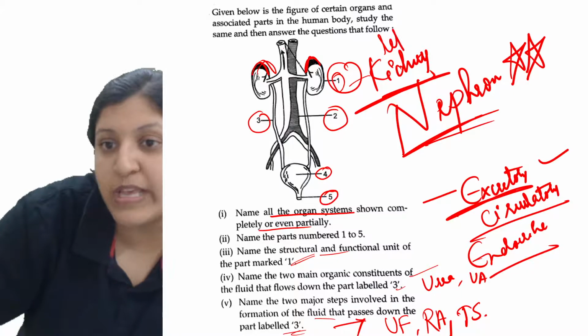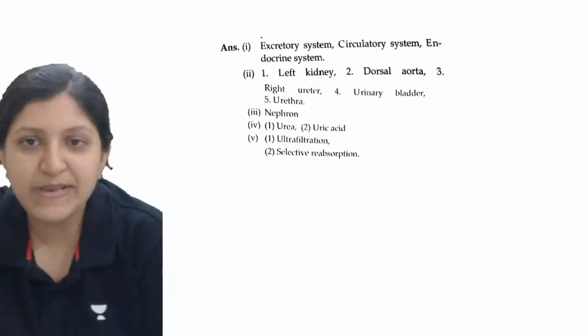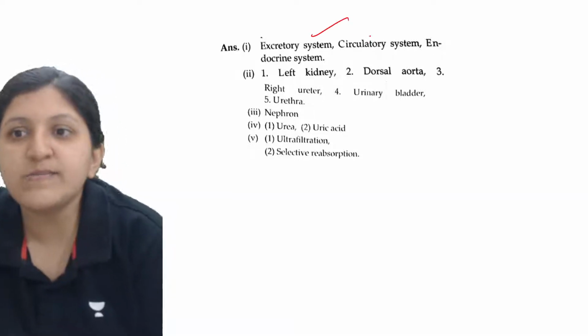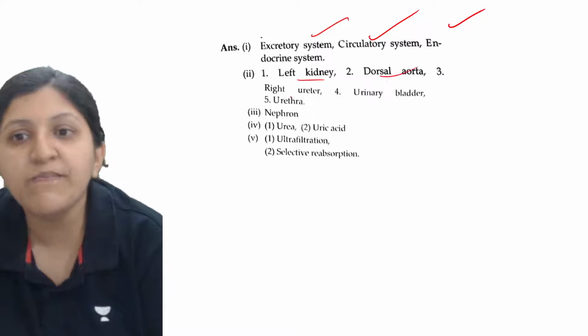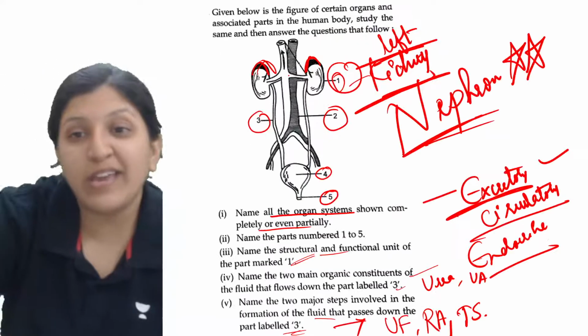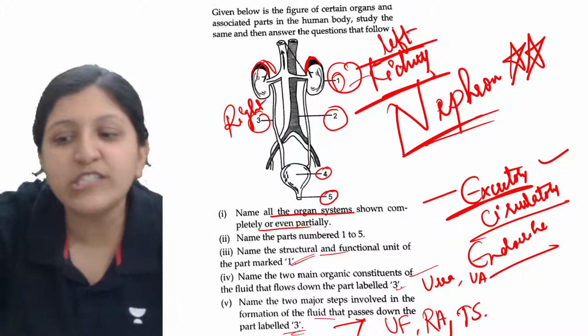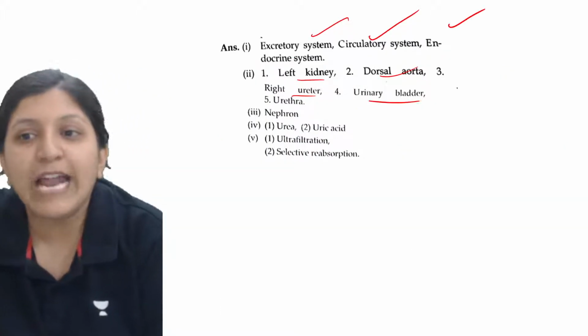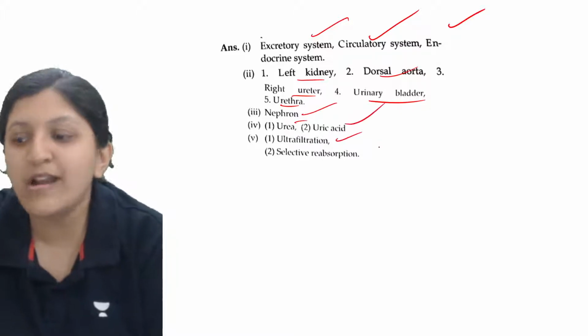I just said kidney, but this is the left kidney, so you need to be specific there. So excretory system, circulatory system, endocrine system, left kidney, dorsal aorta, right ureter. Again here also you need to be specific. This is the right ureter, and other than that urinary bladder, urethra. So this is nephron, urea, uric acid, ultrafiltration and selective reabsorption.